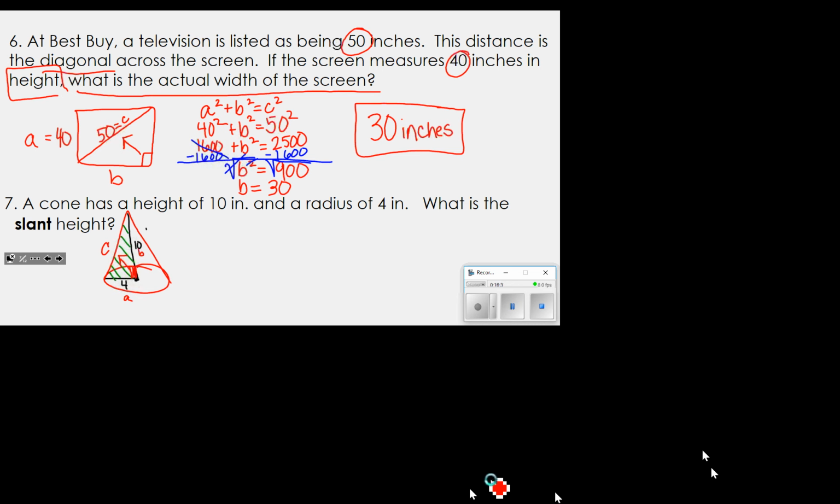So we're going to use Pythagorean theorem again. So A squared plus B squared equals C squared. We don't know what C is, so I'm going to go ahead and fill that in to make sure everything goes in the right place. And I have 4 squared plus 10 squared. And that'll equal C squared. Now we do our multiplication.